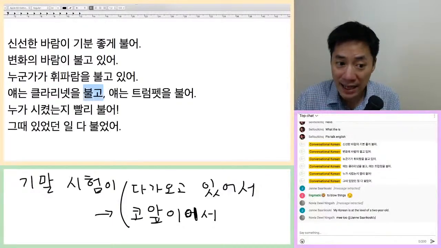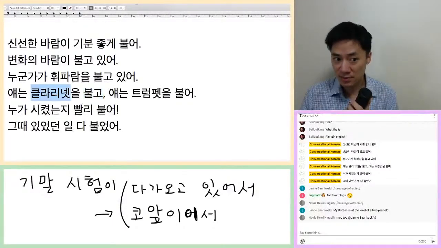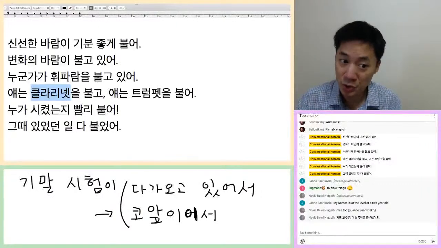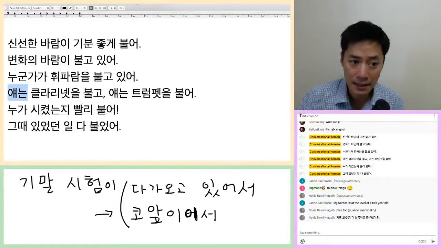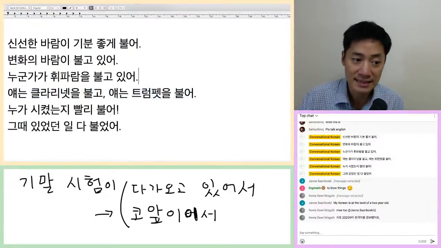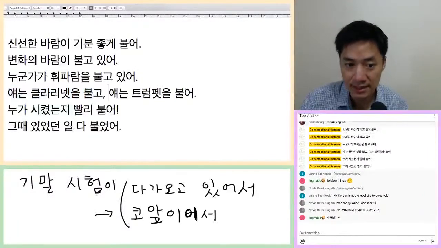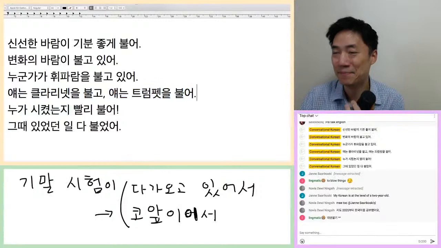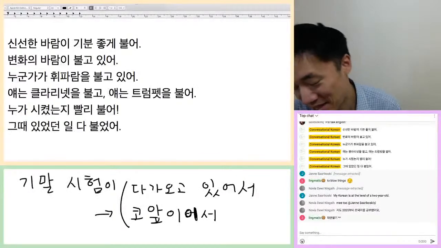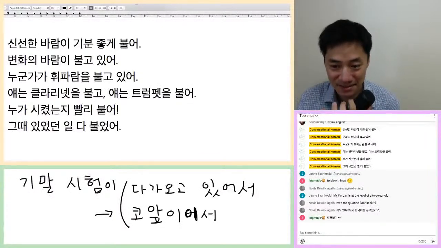And 불다 is used with musical instruments, such as trumpet, clarinet, saxophone, or flute. You make a sound by blowing, you know? Then you can also say 불다. So this guy plays clarinet, and this guy plays trumpet. 얘는 클라리넷을 불고, 얘는 트럼펫을 불어. 대금, the traditional Korean flute. 대금 불기, like playing 대금.